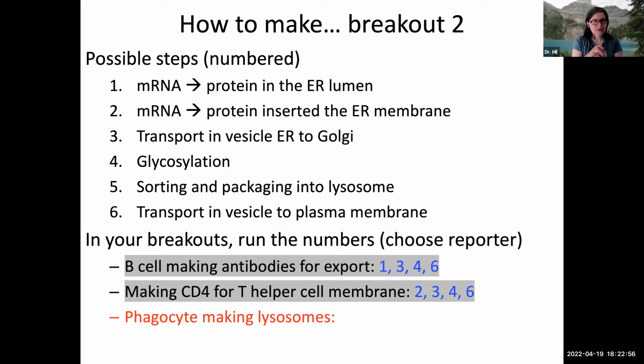Does that help? Yeah, I just don't get how some proteins need to be inside and some just dangly.